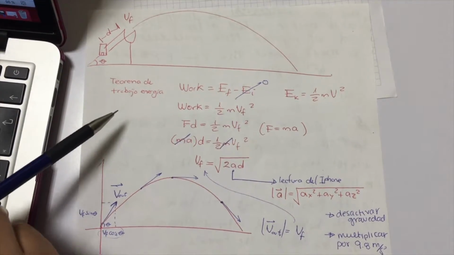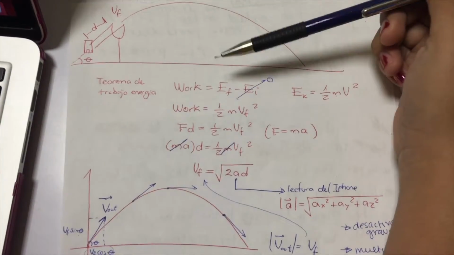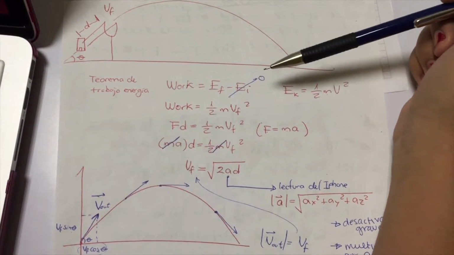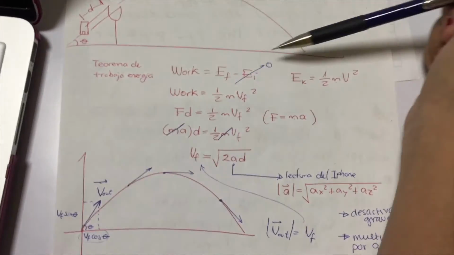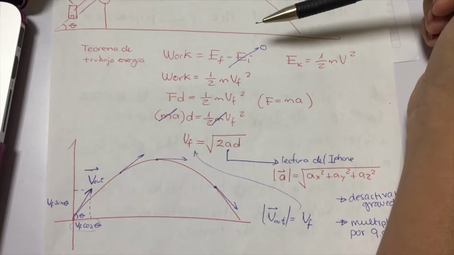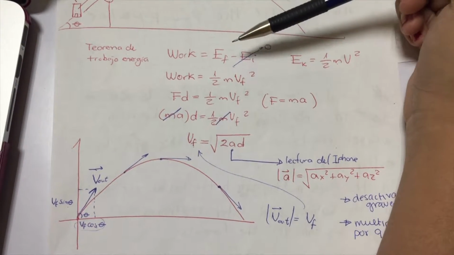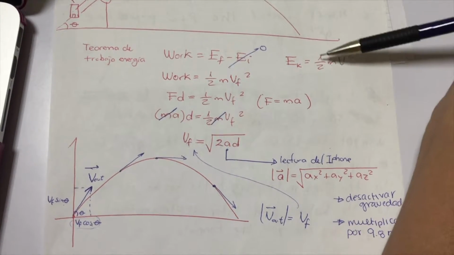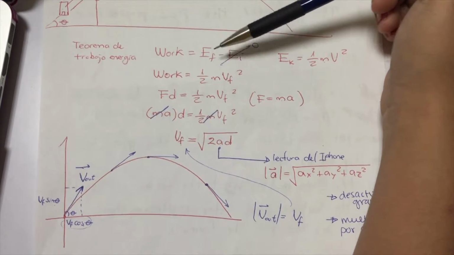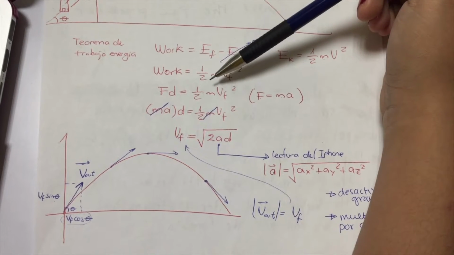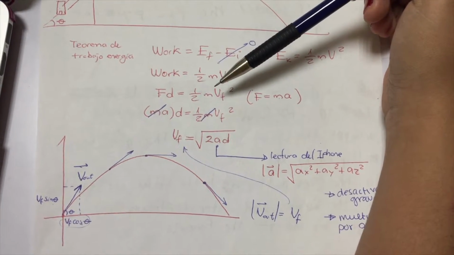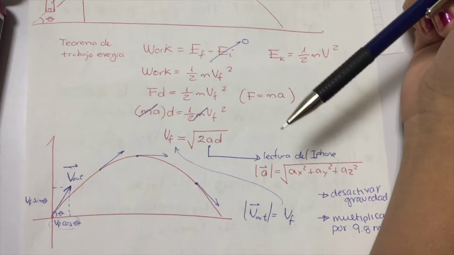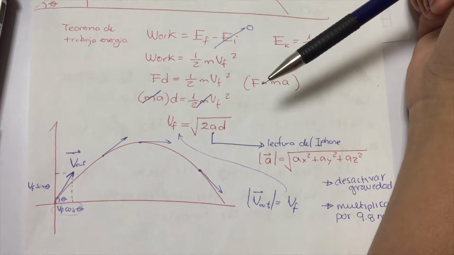And then we use the theorem of energy work. This means that work is equal to the final energy minus the initial energy, but we don't have this energy, so this means 0. And then the energy is a kinetic energy, so we use this formula and we place it here instead of this. We want to know the acceleration, and we can get the acceleration with the data that we're showing in the table of the application.